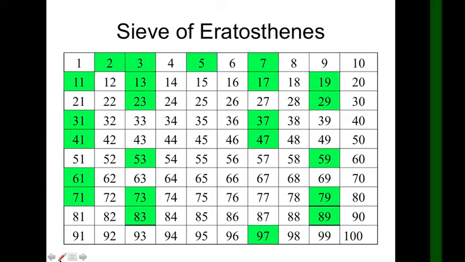Sa sieve of Eratosthenes, makikita natin dito yung from 1 to 100, yung mga prime numbers. So, we have 2, 3, 5, 7, 11, 13, 17, 19, 23, 29, 31, 37, 41, 47, 53, 59, 61, 71, 73, 79, 83, 89, 97. Itong mga numbers na nabanggit ko ay mga prime numbers. Ibig sabihin, divisible lang sila sa kanilang sarili at sa 1.